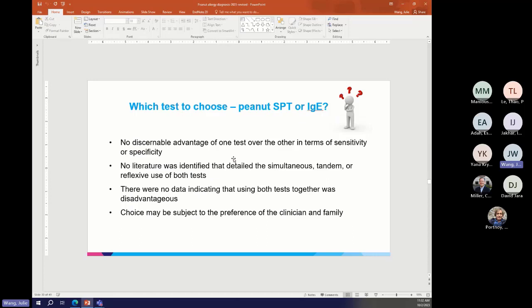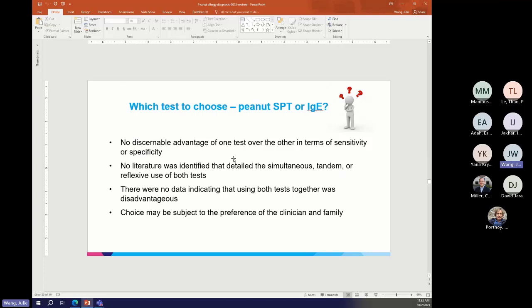So the practical question that I think we all have is, well, in the clinic, which one is better? Do we do the skin test or do we do the blood test? The evidence really shows that there's no discernible advantage of one test over the other in terms of sensitivity or specificity. There was not data available that really looked at simultaneous or tandem or reflexive use of both tests, meaning that they rigorously looked at what if we use a combination of the two, or test one test first and then go on to the second test. And on the flip side, there's no data showing that both tests together was disadvantageous.